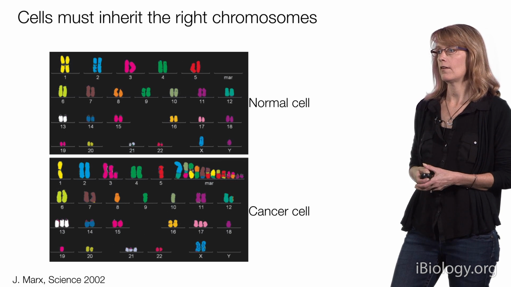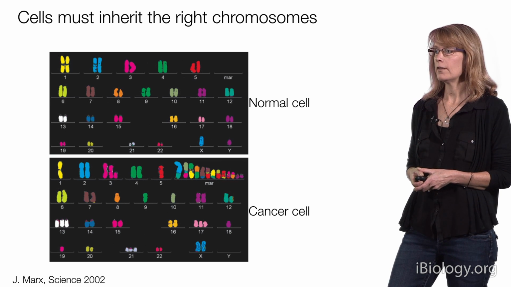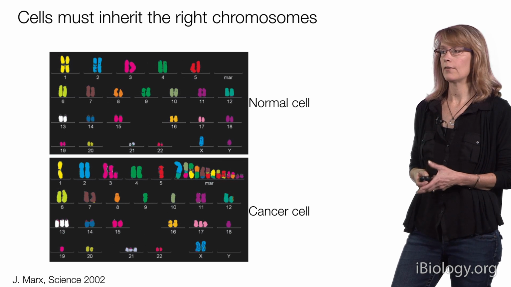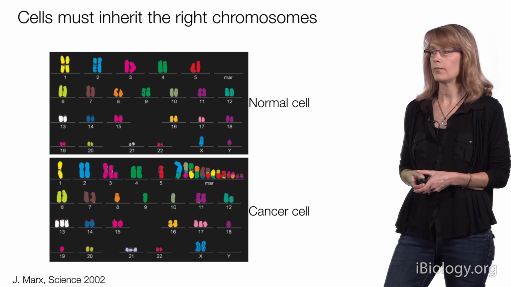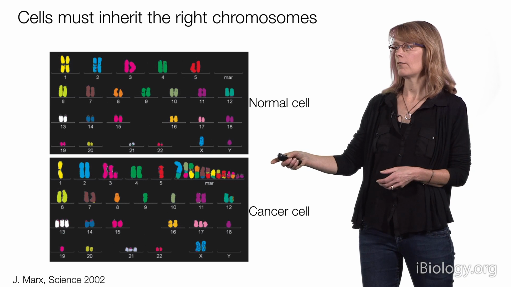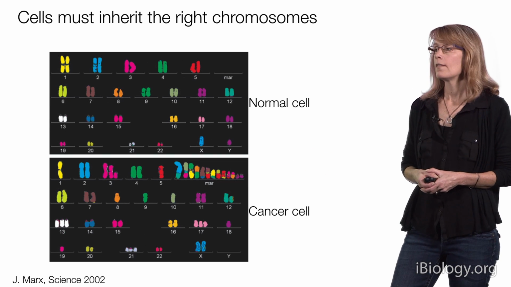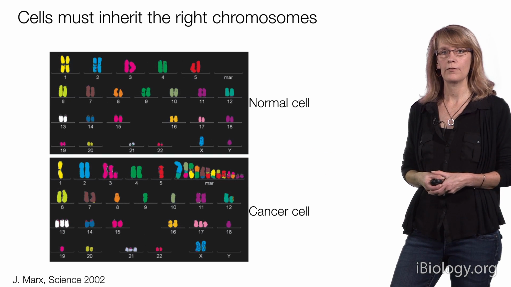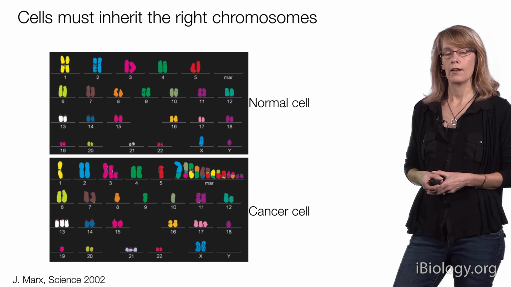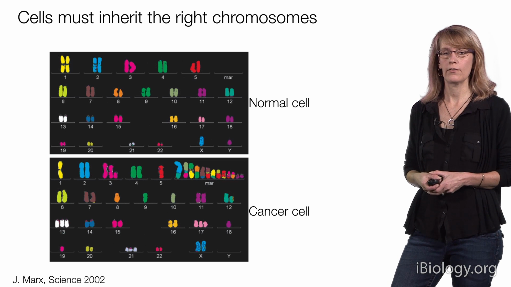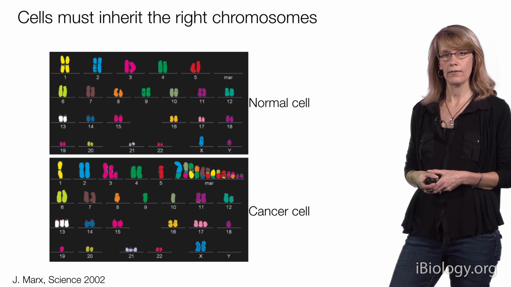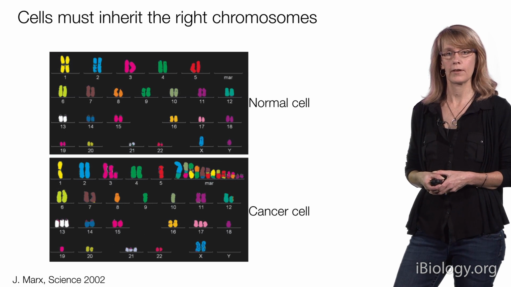Here is a cancer cell chromosome spread, and you can see a really large variation in chromosome number. There are entire gains and losses of chromosomes. In addition, there are chromosomal rearrangements that often occur. This condition where cells have the wrong number of chromosomes is called aneuploidy, and it's one of the most common hallmarks of cancer cells. You can learn a lot more about the consequences of aneuploidy in the lectures from Angelika Amon.